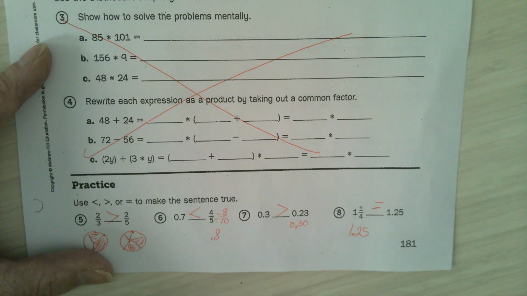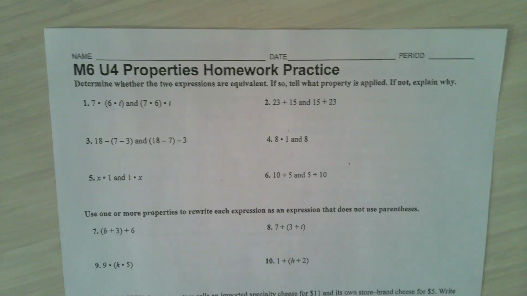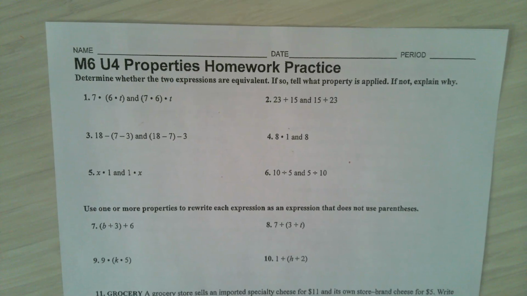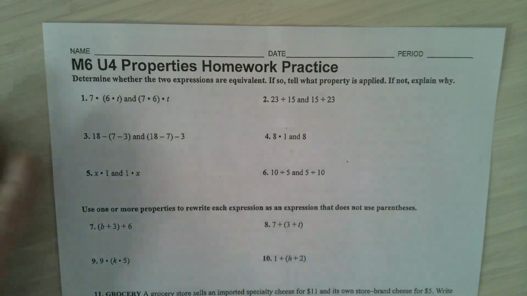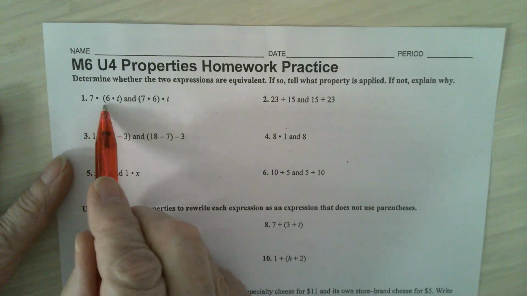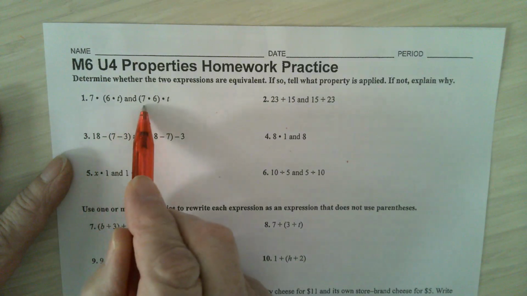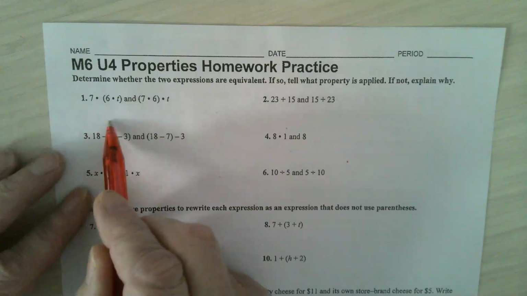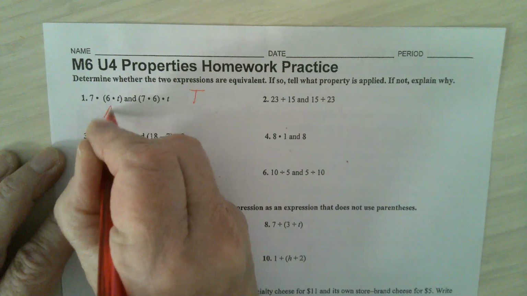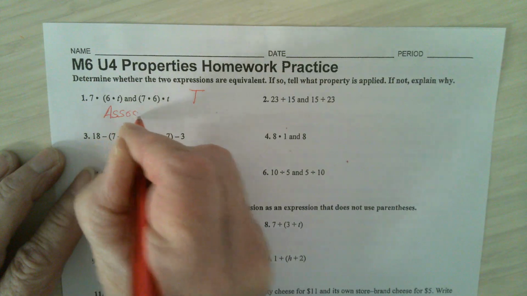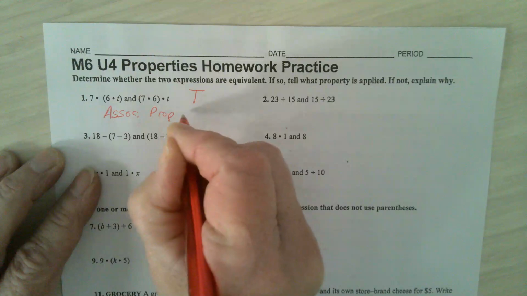All right. On the other side of the worksheet, we're going to go over the answers. It says determine whether the two expressions are equivalent and which property. Does 7 times 6 times t equal 7 times 6 times t where the parentheses move around? Yes, it's true, and that is the associative property of multiplication.